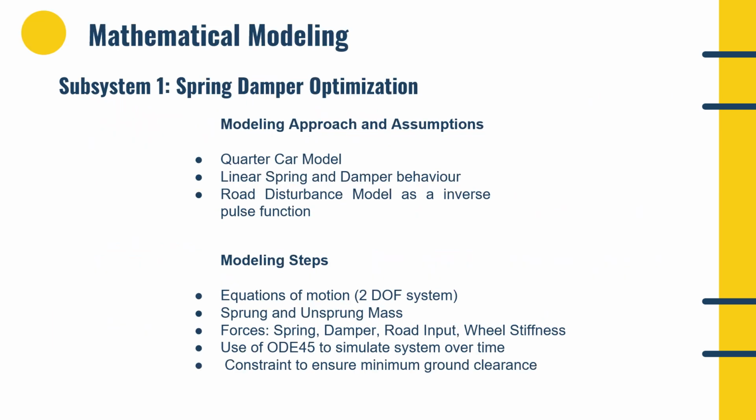Moving to the mathematical modeling part, for the first subsystem, we used a quarter car model with 2 degrees of freedom to simulate suspension behavior. Spring and damper forces act on both sprung and unsprung masses, while road disturbance is modeled as an inverse pulse. We solved the equations using ODE45 and added a constraint to ensure good ground clearance. The goal was to minimize acceleration tail energy.